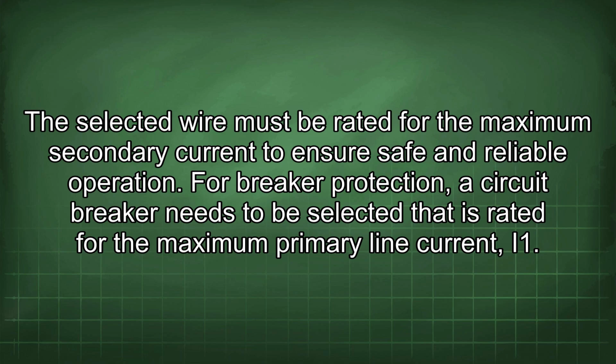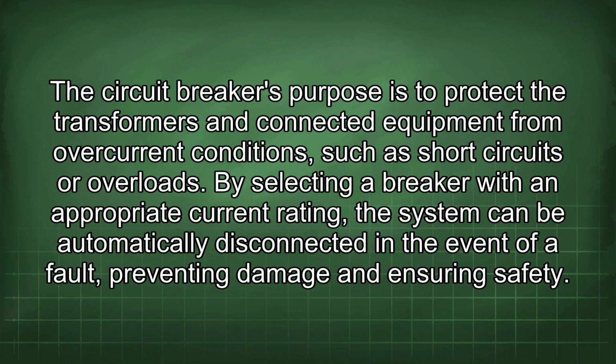For breaker protection, a circuit breaker needs to be selected that is rated for the maximum primary line current, I1. The circuit breaker's purpose is to protect the transformers and connected equipment from overcurrent conditions such as short circuits or overloads. By selecting a breaker with an appropriate current rating, the system can be automatically disconnected in the event of a fault, preventing damage and ensuring safety.